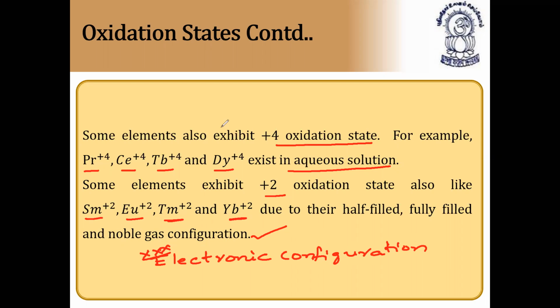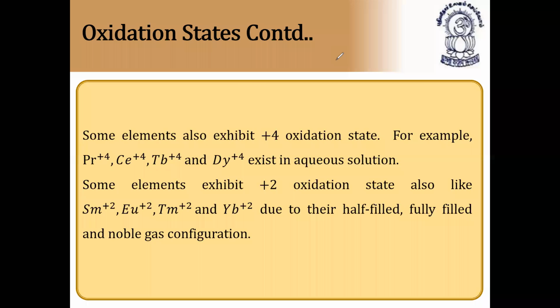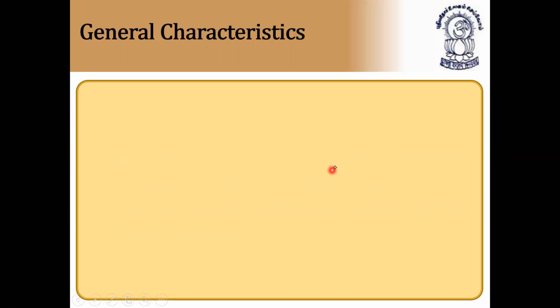Almost all the elements will form the +3 oxidation state. In addition to this, some elements may form +4. What are those elements? Praseodymium, cerium, terbium, dysprosium. And some elements will form +2 also. What are those elements? That is samarium, europium, thulium +2, ytterbium +2. So all these elements are very, very important, so please note it down. These are the oxidation states of lanthanides.